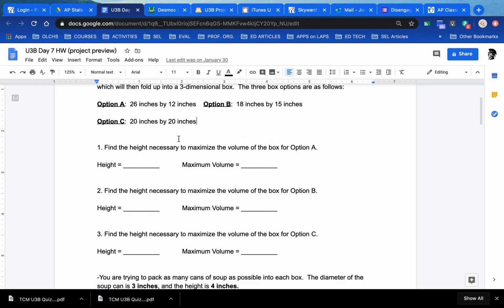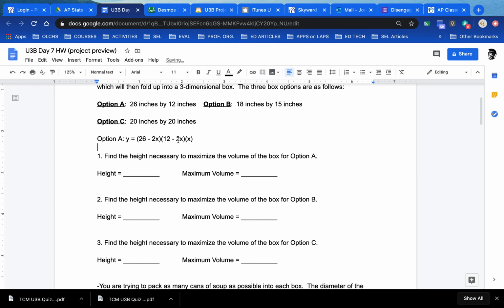For option A, the way to figure out the maximum volume and the height and whatever is you're going to go to Desmos and you're going to graph the following. So again, this is for option A. We would do y equals, and then each of these, 26 and 12, that's like a length and a width of a box. You're going to write 26 minus 2x, 12 minus 2x, and then x. And that might seem strange, but what that means is if you started with a rectangle, you would cut into the corners to fold it up into a box.